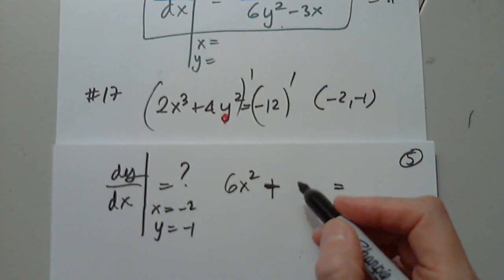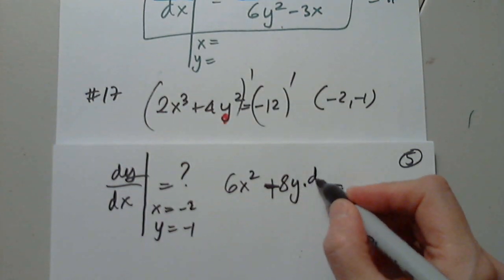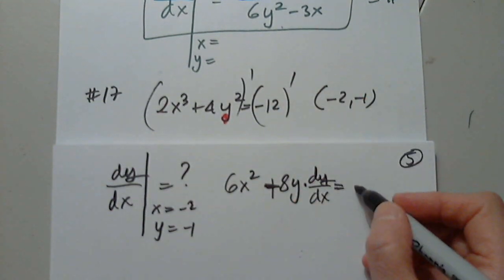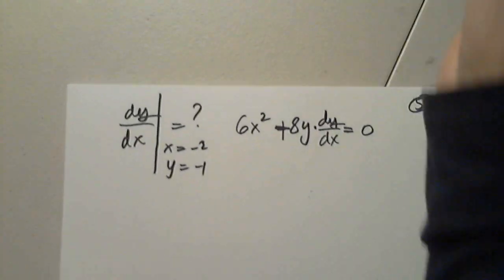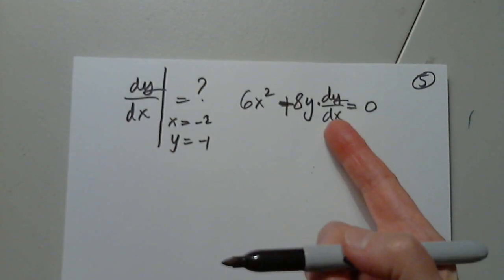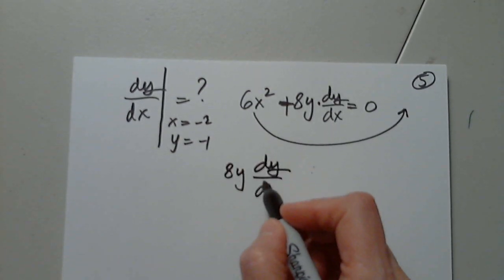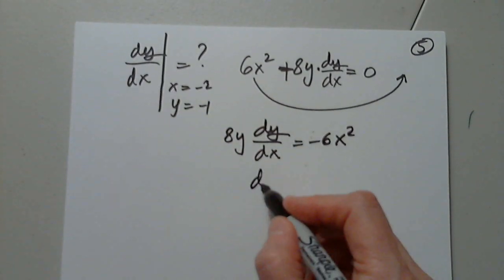Is it 8y? Yes, times the inner function prime, dy over dx. That's it. And when I differentiate the constant, what do I get? 0. Exactly. Awesome. So then, from here, I will solve for dy over dx, moving this term to the other side, and divide both sides by 8y.